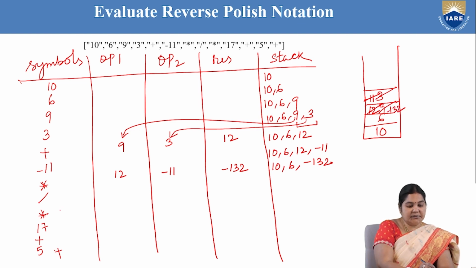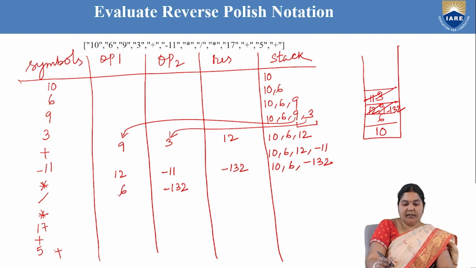Right. Next comes the division operator. For the division operator, we'll write here minus 132 and here 6. So 6 and minus 132, we have to pop. Now, what is left in the stack? 10. And find out the result. 6 divided by minus 132 becomes 0. Whenever you are doing integer division, 6 divided by minus 132 is 0. So we'll push 0 onto the stack. So now the stack contains 0.